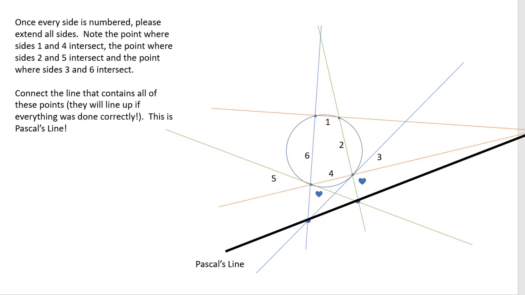And if you do that, on the next slide you can see it, there's 3 and 6, 2 and 5, 1 and 4. If you don't use the right lines and connect the right lines, you will not get a line. You will not get Pascal's line. You have to use the proper lines to do this. But if you do all the steps correctly and locate your lines, make sure the points are directly on the circle, number the lines consecutively, you will get the outcome that you seek. All right, good luck with that.